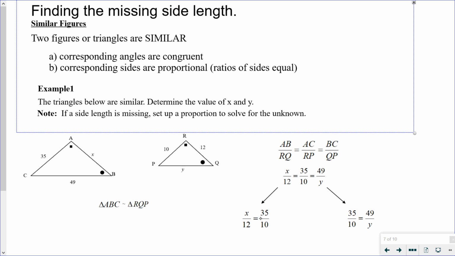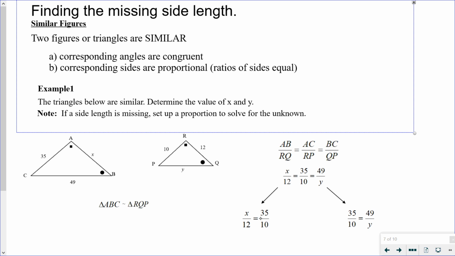Now, when you're finding the missing side length of two similar figures, you still want to keep in mind that the corresponding angles are congruent and the corresponding sides are proportional, which means that the ratios of the sides are equal. Here's an example of how to find the missing side lengths of two triangles. We're told that these two triangles are similar. Determine the value of X and Y.